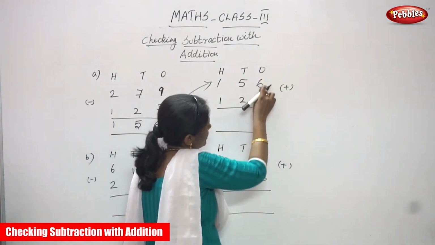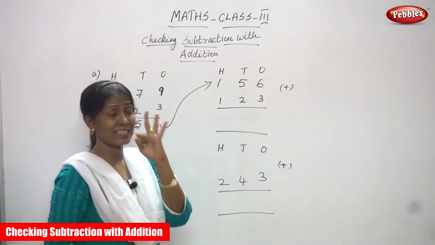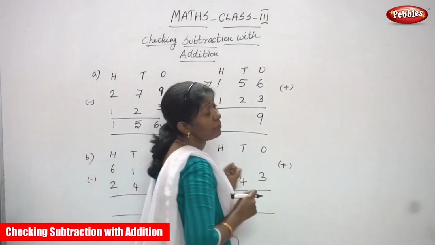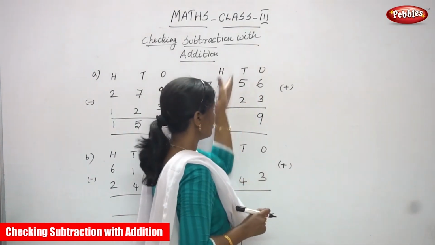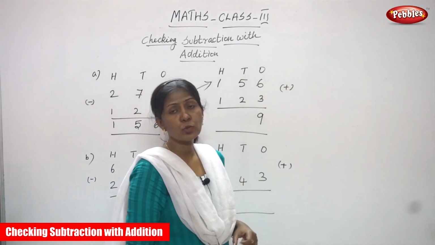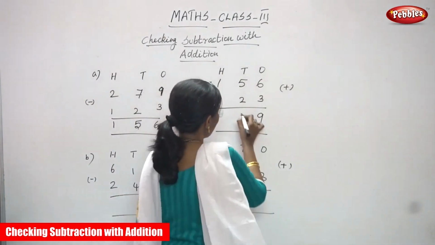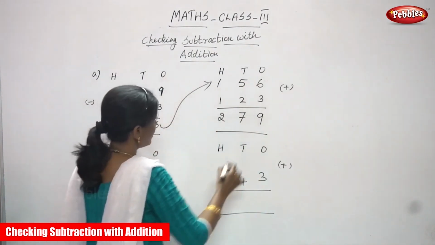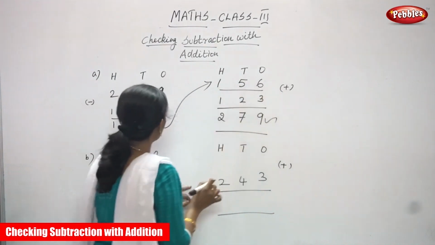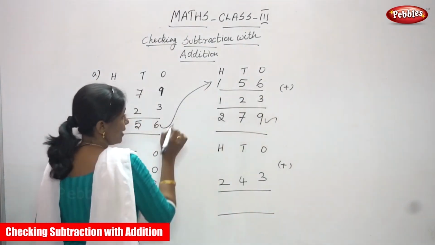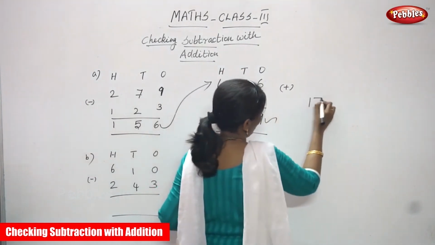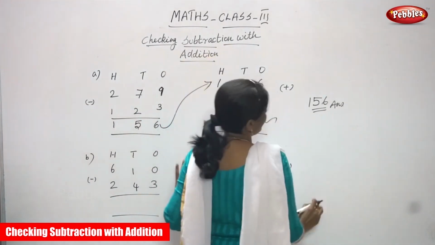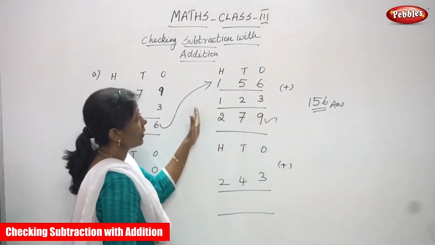Now I am going to add 6 plus 3. After 6: 7, 8 and 9. So you have to write 9. Then 5 in the mind and 2 on the fingers. After 5, 6, 7. Ones is over. Now I am going to add the tens. So 5 in the mind, 2 on the fingers. After 5, 6, 7. You have to write 7 here. Then hundreds, 1 plus 1, 2. So you get the question, 279. The answer is exactly right. What is the answer for the question? 156. This is the right answer. And checking subtraction with addition is over for the first sum.